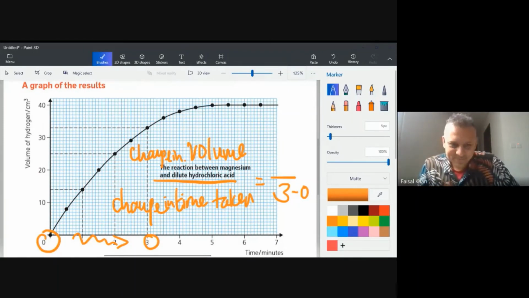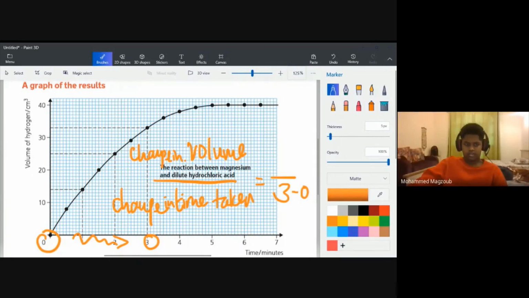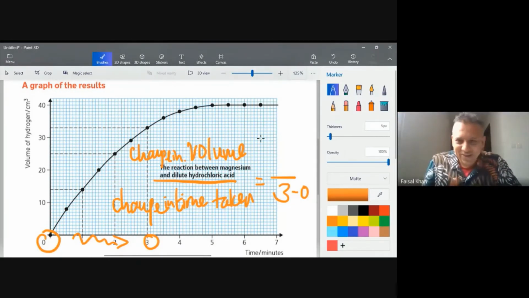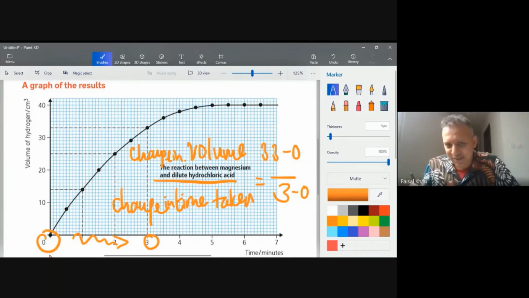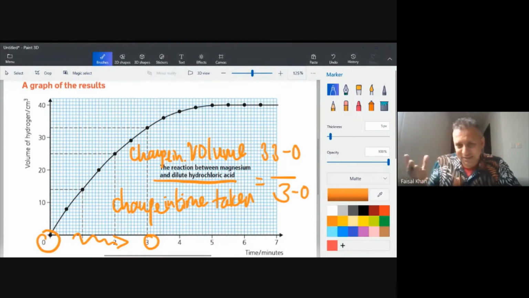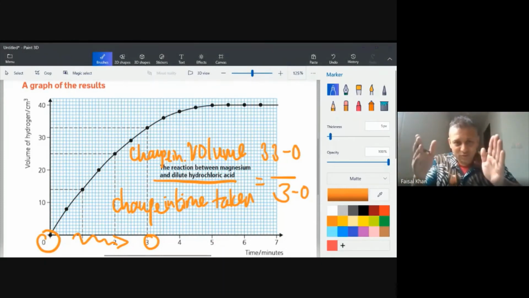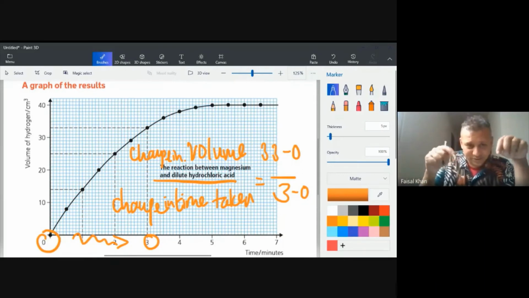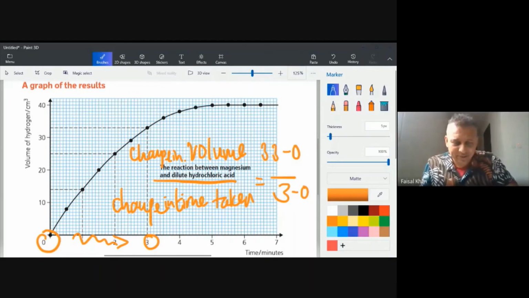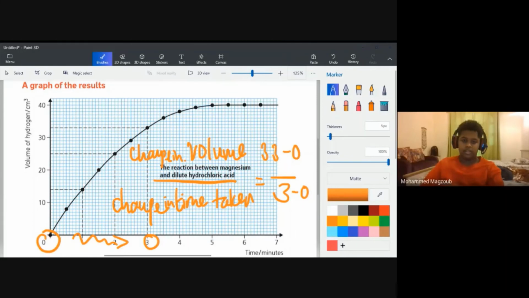It's from 0 to 33 centimeters cubed. And the calculation that you just did was 33 take away 0. And it's quite convenient that we start off at time 0. But if we had to find out time intervals, instead of 0 we would put the previous volume or the previous time. So what's 33 divided by 3? 11. That's it.